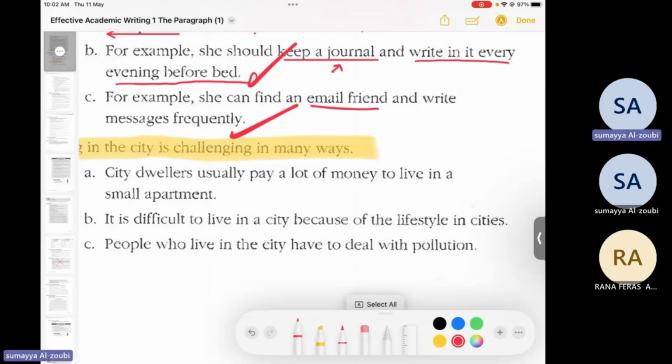You know what's the meaning of dwellers? City dwellers? People who live in the city. People who live in the city. Meaning residents of cities, not dealer. It has nothing to do with dealer.